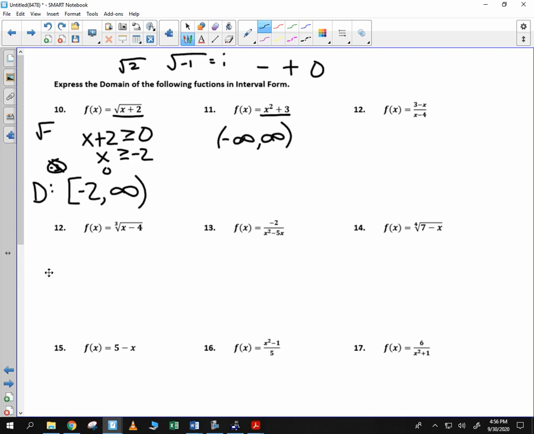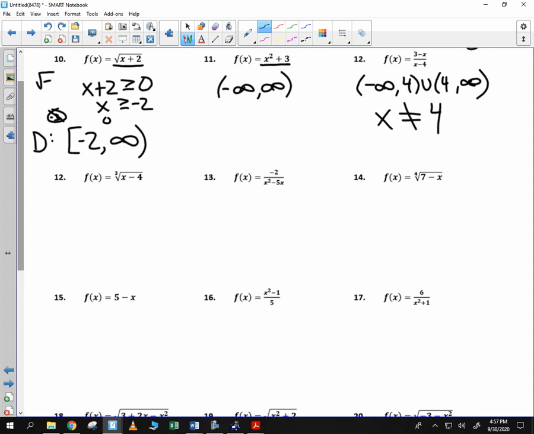But the next one, uh-oh, it's a rational function. And remember, for rational functions, you don't want to divide by 0. So what would give you 0 in the denominator? It would be 4. So negative infinity to 4, union with 4 to infinity. Sometimes you get tired of writing that, so you just want to write x can't be equal to 4. That would be fine as well. I will accept that.